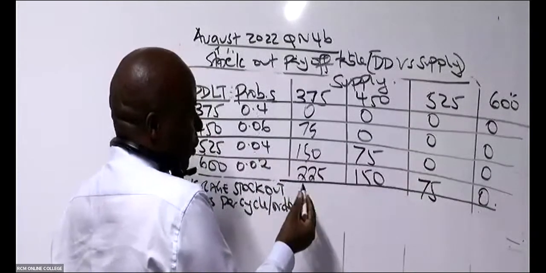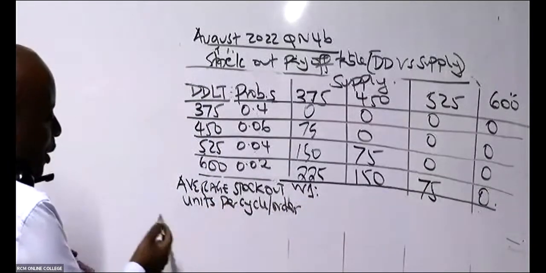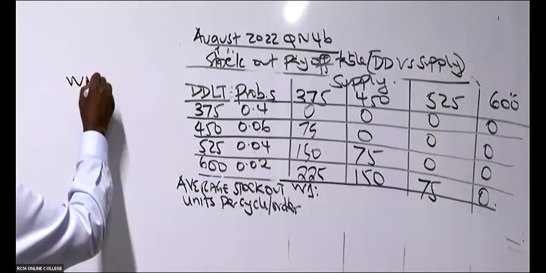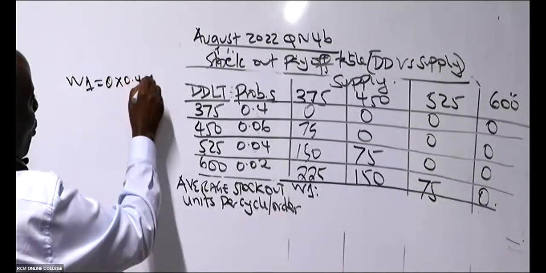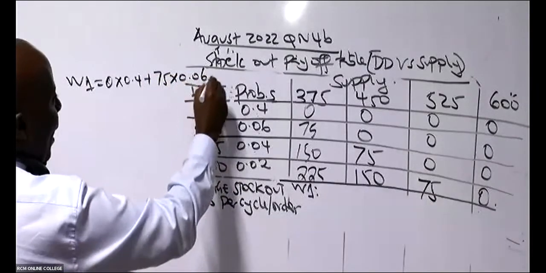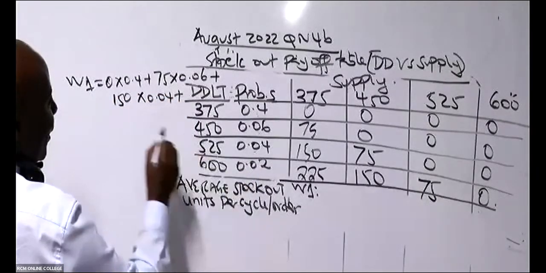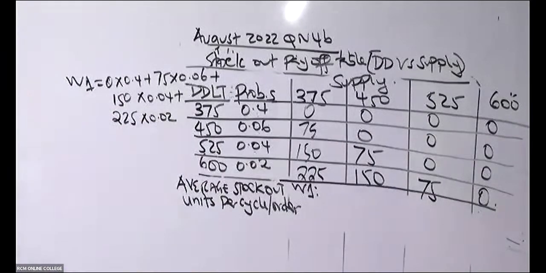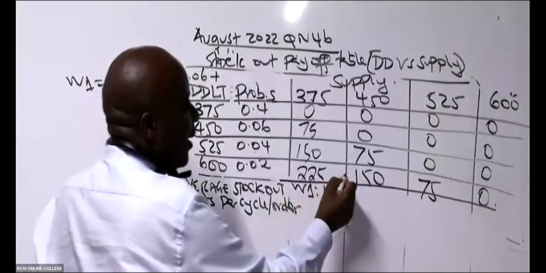So is there somebody who is able to give me this? If I were you, I would write here working one, and then I go somewhere just for demonstration, because I will forget this. I can go and write working one somewhere there for my future reference. So working one, I'm doing 0 times 0.4 plus 75 times 0.06 plus 150 times 0.04 plus 225 times 0.02. What figure are we able to get? Somebody is giving me a figure of 15.